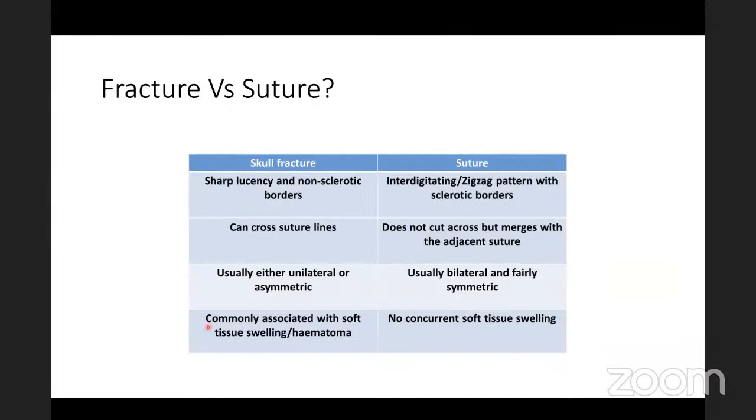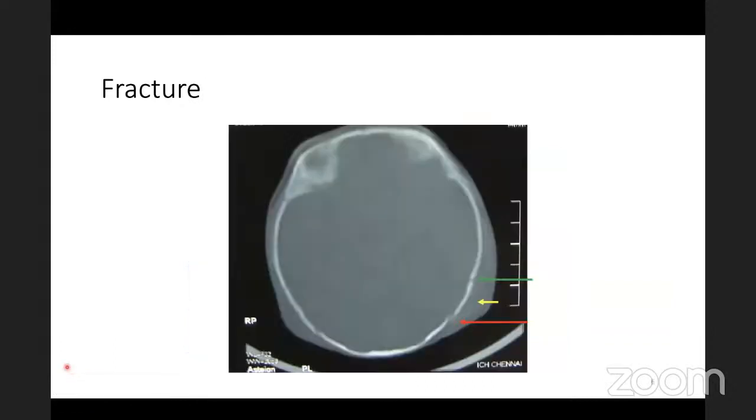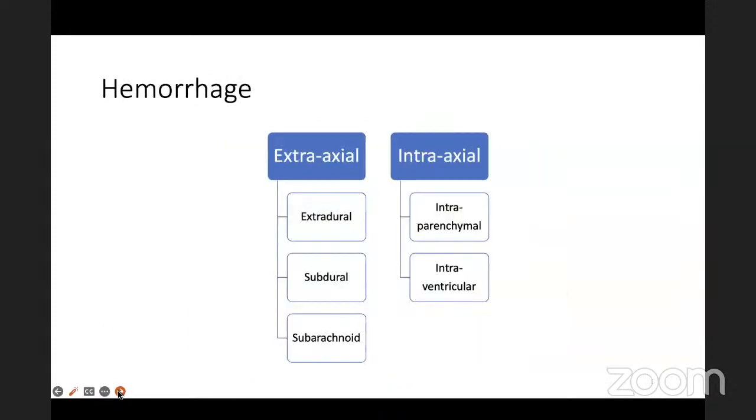And usually the site of the soft tissue swelling or hematoma leads you to the site of fracture. If you don't know where the fracture is, you can go and search for a hematoma. In this case, the hematoma is here. So if you search for a fracture here, you will find it in the left parietal region, right?